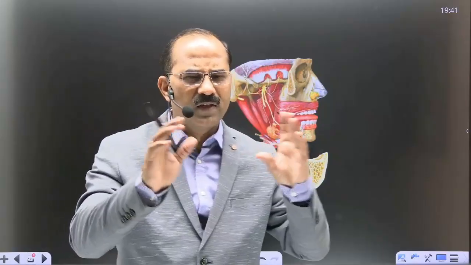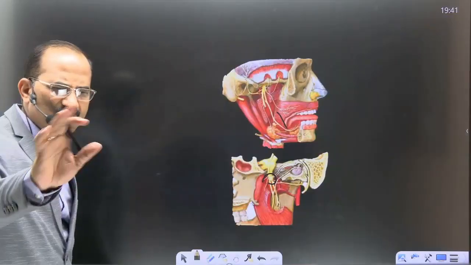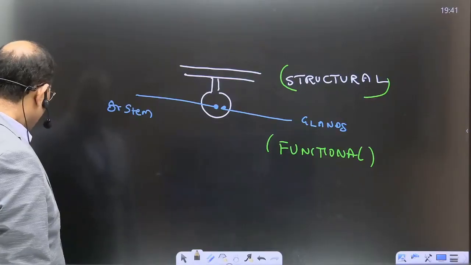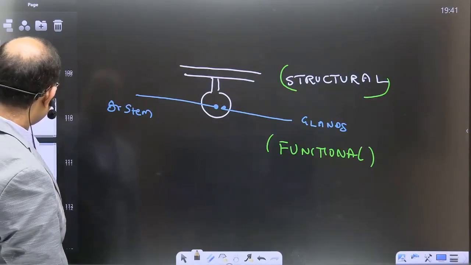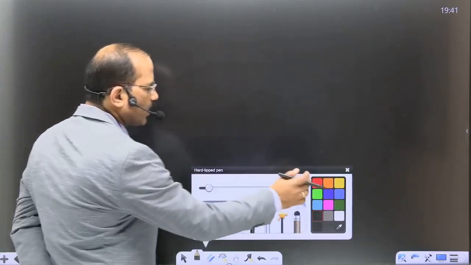Okay, let us understand the nerve supply of parotid gland. All these things will be clear to you. Nerve supply of parotid gland. So, now students, tell me, this parotid gland is supplied by which nerve? We've seen this. The parotid gland is supplied by glossopharyngeal nerve.